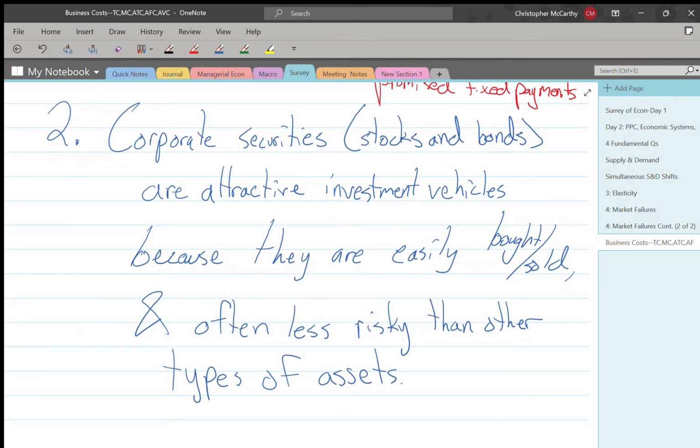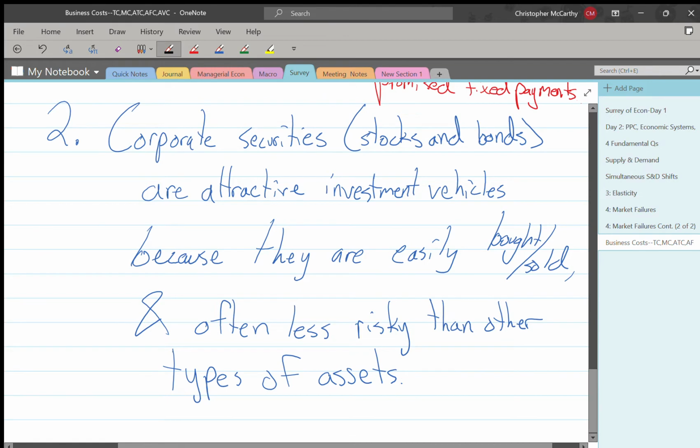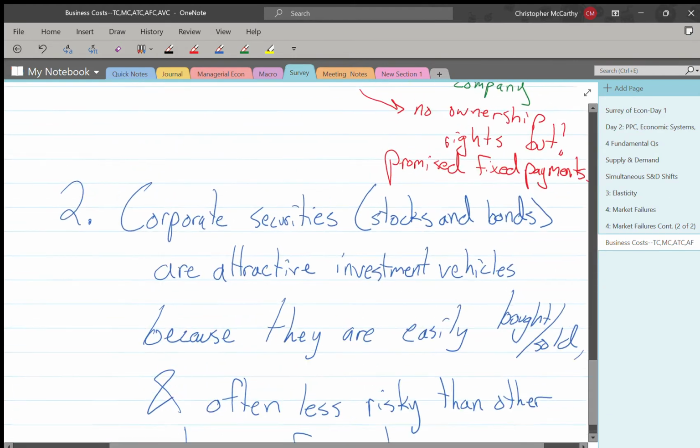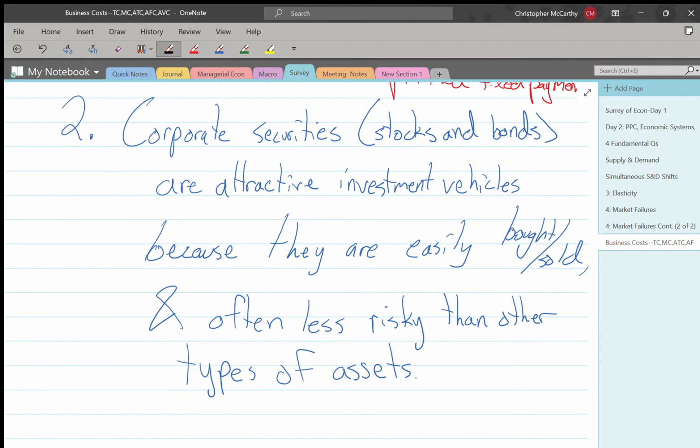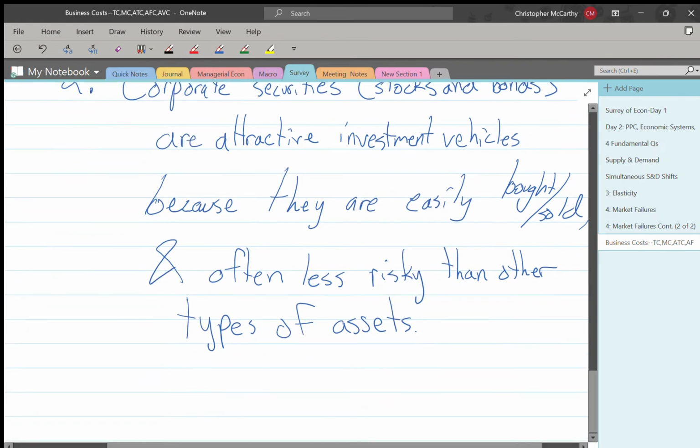So these type of assets, they have value above and beyond just their nominal return. So that's a reason why they're attractive for other people. So that's a reason why the corporations are able to get some returns from that, right?